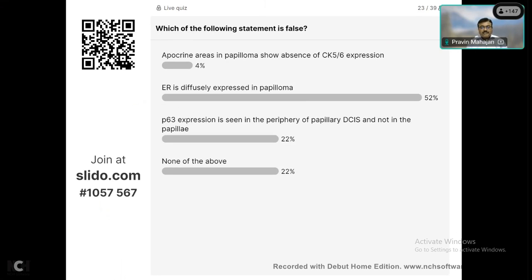Okay. So the winner is "ER is diffusely expressed in papilloma," and that's the correct answer. The majority of you have answered it correctly. That ER is diffusely positive in papilloma is actually a false statement, because papilloma is a benign lesion and ER usually is not diffusely expressed, but it will be heterogeneous. In some places you will see that ER expression is not there, whereas in some areas you will see some weak expression. In some areas you might see some moderate expression. So you will have a heterogeneous expression of ER in papilloma.